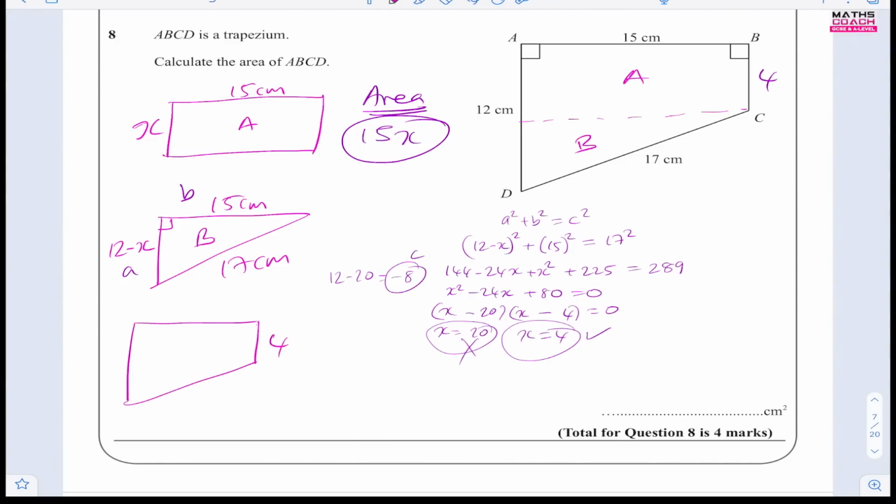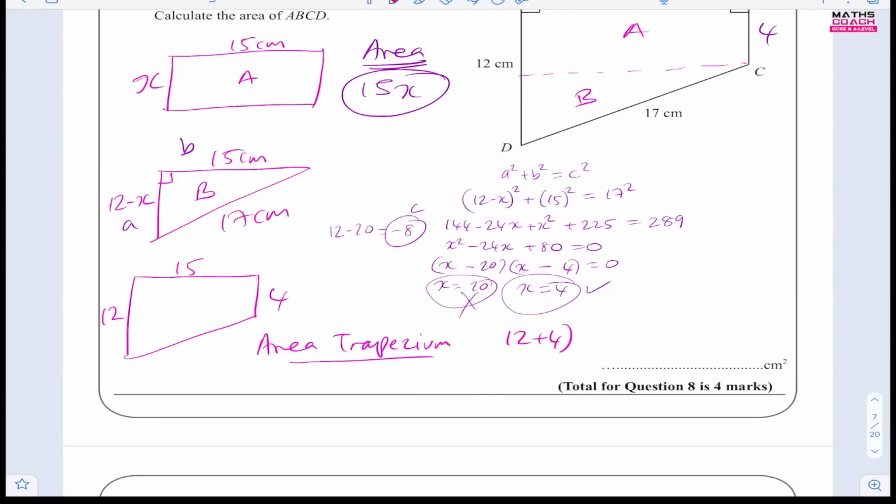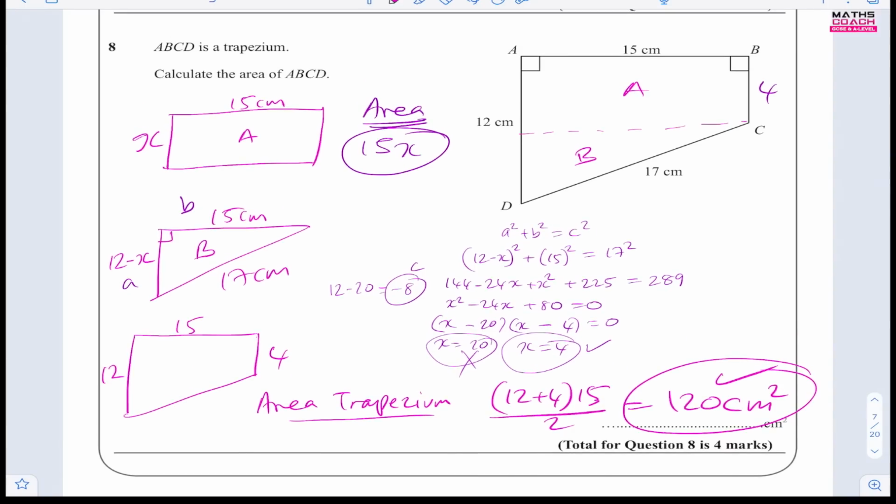So this is 4, this is 12, and the height is 15. And when you want to find the area of your trapezium, you're going to do 12 plus 4, times by 15, and divide that by 2, and that gives you 120 centimetres squared, which is the area of your ABCD.